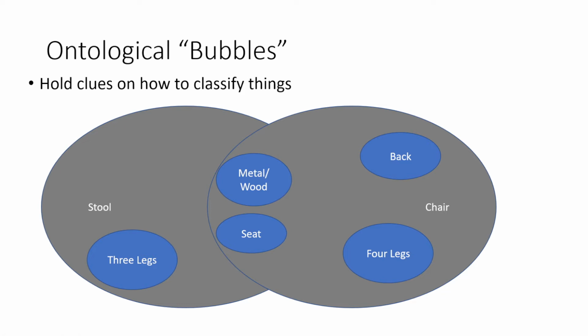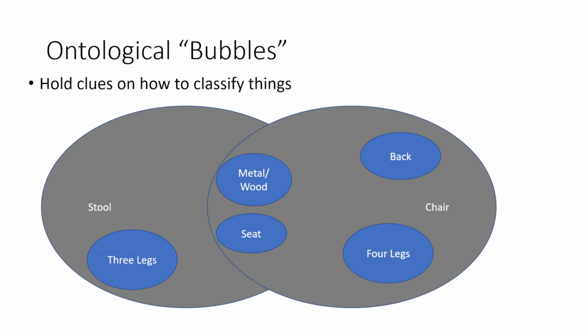So moving on, there's some things which have a lot of overlap, but just the presence of one or two different attributes can make them different things. For example, stools and chairs have things in common. They both have legs, although different amounts. They have a seat, and they're typically made out of metal or wood. However, if we see a structure that has a seat, is made out of metal or wood, has legs, but also has a back, our mind classifies it as a chair.